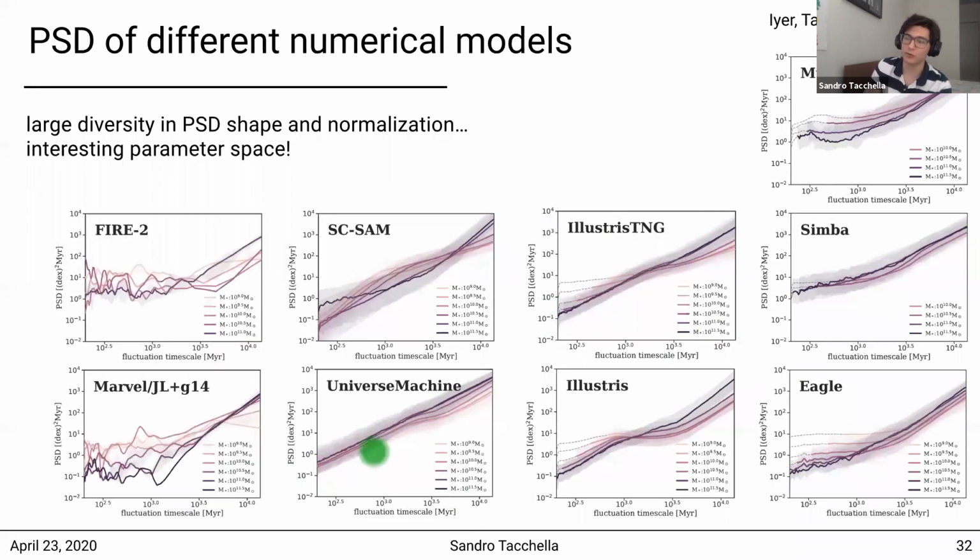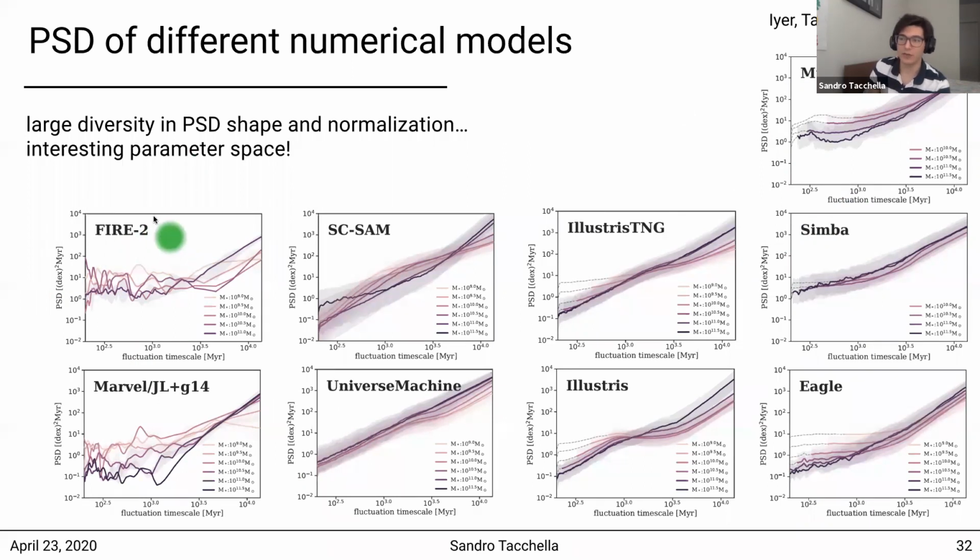And then we can go to FIRE, and Marvel, so zoom-in simulations that show you that there is this flattening up to these timescales. And so kind of more similar to Simba and Mufasa. Again, that's not surprising because the feedback processes in these simulations have been tuned to reproduce something like FIRE.